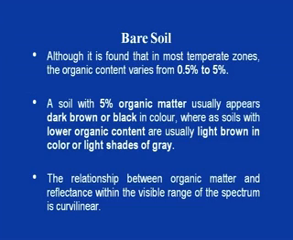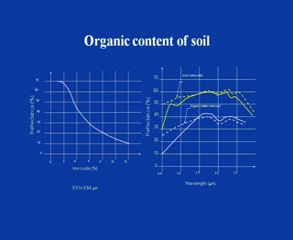The relationship between organic matter and the reflectance within the visible range of the spectrum is curvilinear. In this particular slide, the left hand graph shows the impact of iron oxide on the reflectance, and what we find is as the iron oxide increases, the reflectance decreases drastically, and it is virtually 10% of the incident energy.